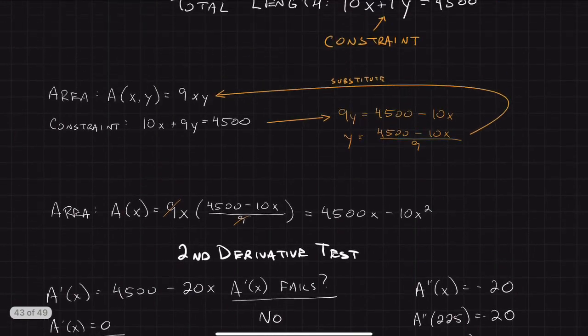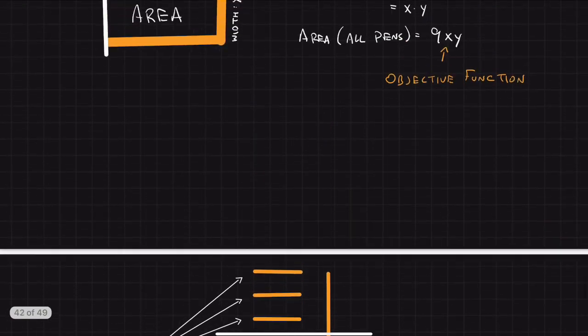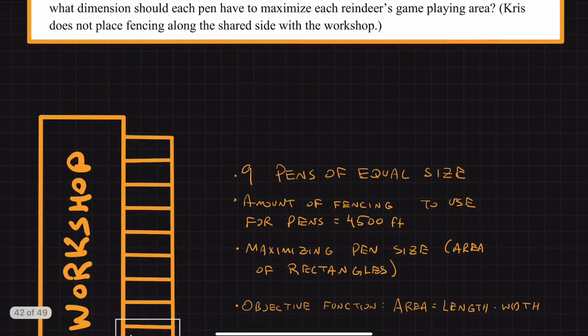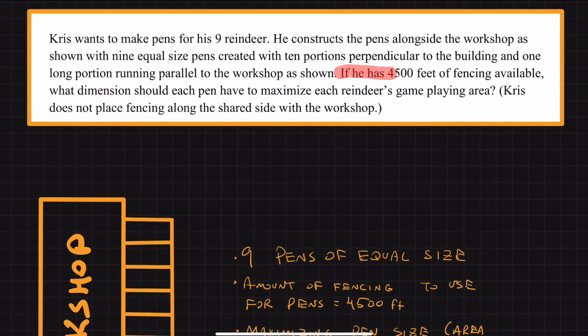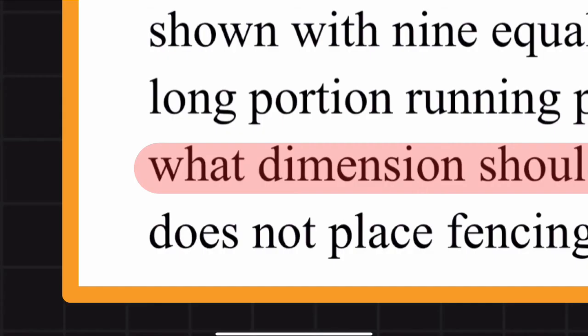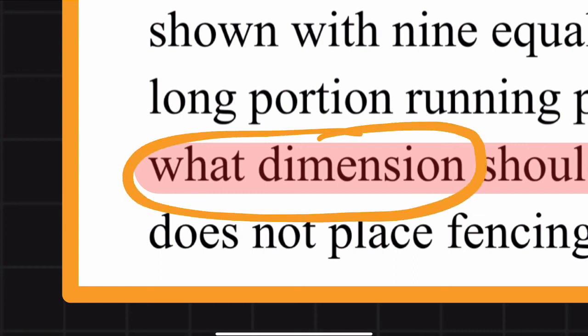Alright, so x is equal to 225. Let's scroll back up and look at what the problem was asking us. The question was, if he has 4,500 feet of fencing available, what dimensions should each pen have to maximize the area? What dimensions would probably be a better wording for this. That's what we're specifically trying to answer.